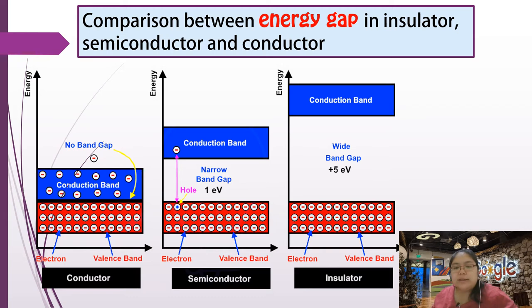Let's see the last one, the insulator. For the insulator, the gap is bigger, a wider band gap. That means the electron cannot conduct electricity because the gap is too large. They cannot get over it. So from here, we can say the insulator cannot conduct electricity.